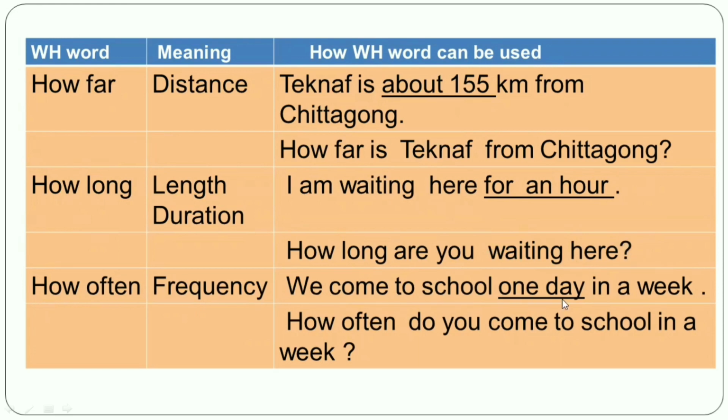We come to school one day in a week. So one day, this is the frequency of time. So my dear student, if it indicates the frequency, then the WH word will be how often. Write here first, how often, okay? Then, is there any auxiliary verb? No auxiliary verb here, so do will be used. So right here do, and instead of we, you have to write you. So how often do you, then main verb come to school in a week, then question marks.